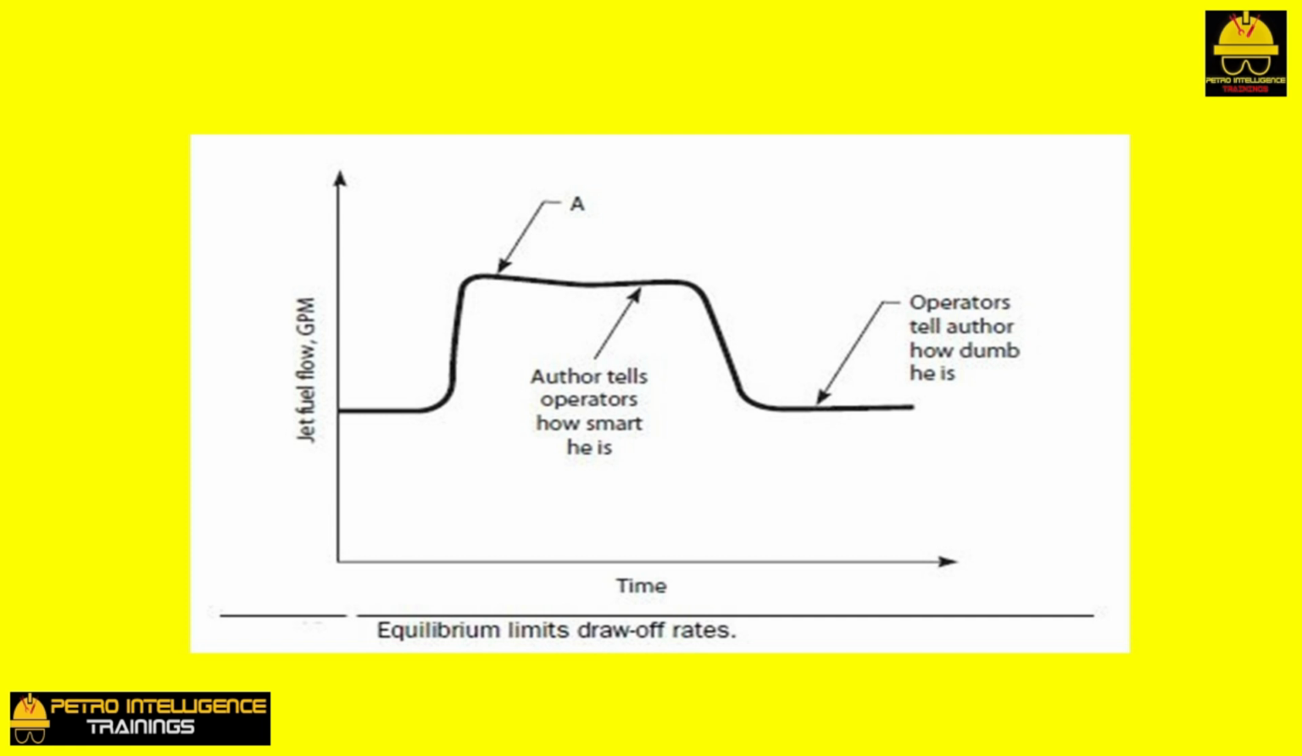To prove the point, he increased the level of liquid in the draw-off sump from 2 to 4 feet. Since flow is proportional to velocity and head loss is proportional to velocity square, the flow of jet fuel increased from 1000 to 1414 GPM. That is, the flow increased in proportion to the square root of the increase of liquid level in the sump.